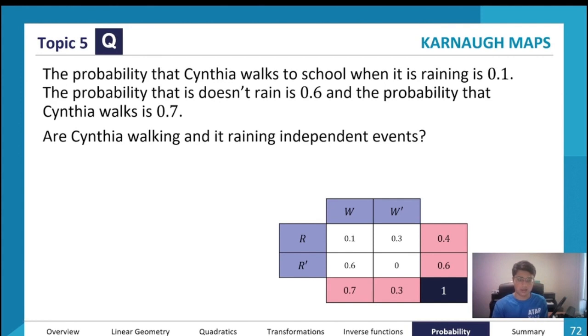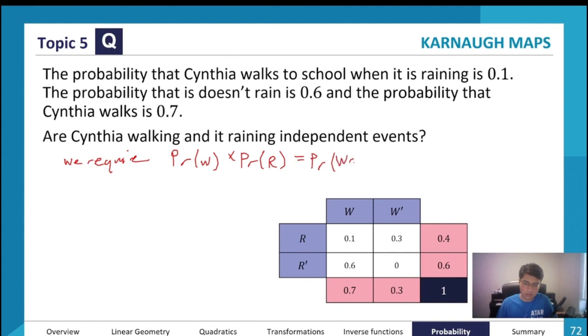Okay, so are Cynthia walking and it raining independent events? How would we prove that? We just use that formula that we saw on the previous slide. So we require the probability of W multiplied by the probability of R to be equal to the probability of W intersect R. So I keep writing B. This is supposed to be an R.